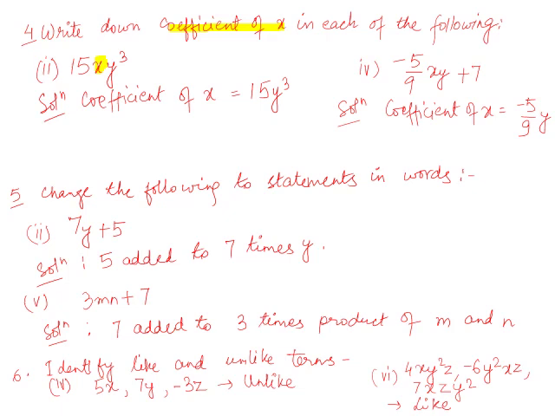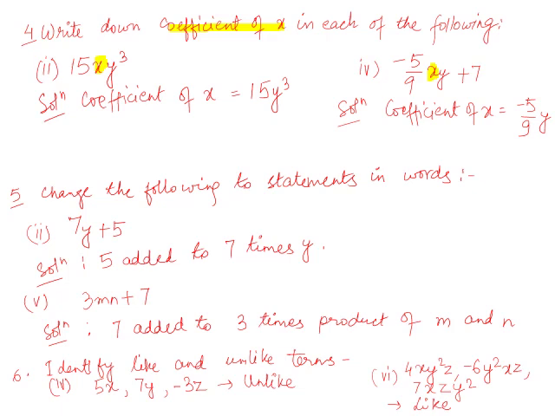Fourth part, minus 5 by 9 xy plus 7. Again they are asking the coefficient of x. So x I can see here. I will not write x. The coefficient of x will be minus 5 by 9 y. Whichever variable's coefficient they ask, you don't have to count that variable. Leaving that variable, whatever is left is your coefficient.